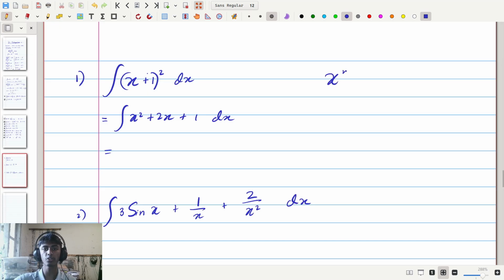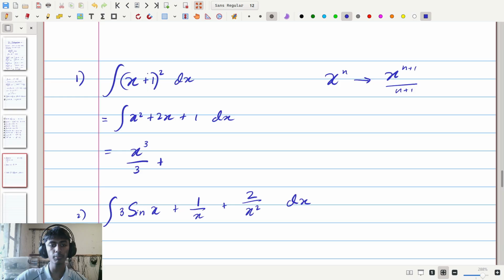We know that when we have x to the power of n, when we integrate it, we get x to the power of n plus 1 divided by n plus 1. Therefore, this x squared should give us x to the power of 2 plus 1, as in x to the power of 3 divided by 3. Plus, the next term is 2x. We'll take the 2 factor out and then take the integral of x. x is x to the power of 1. When we integrate it, we get x to the power of 1 plus 1, or x to the power of 2 divided by 2. So the 2x gives us 2 times x to the power of 2 divided by 2.